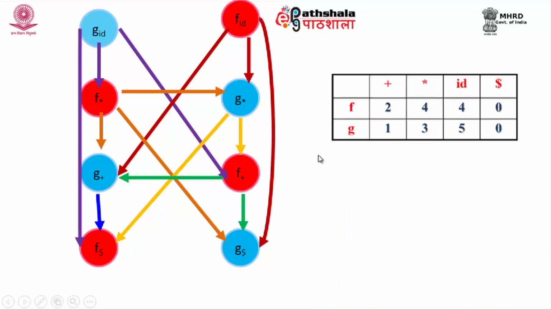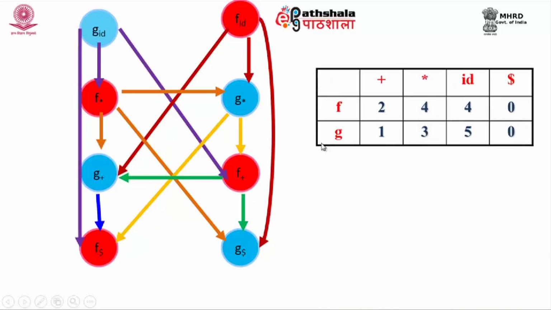Now, after that you construct this table. This table is going to be the longest path for F plus, F star, F ID and F dollar. Similarly, G plus, G star and G ID are the longest paths originating from G. So that will be 5. For F dollar, there is no out degree, and there is no out degree for G dollar, therefore it is 0. That is actually understood.